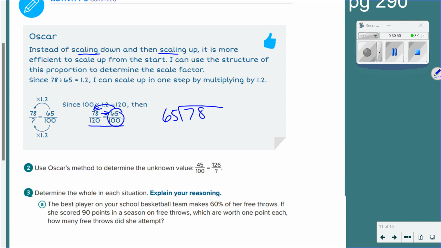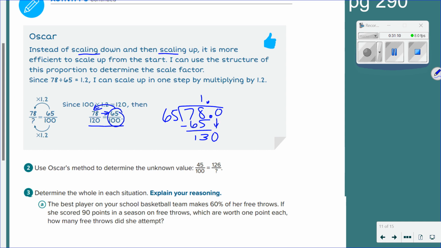Well, 65 goes into 78 once. Divide 65 gives me a 3. Here's a major concept that a lot of you still seem to be struggling on, because we're in middle school anymore and we don't do remainders anymore. Instead, we add a decimal and a 0. So I add a decimal and a 0 that I can now bring down.